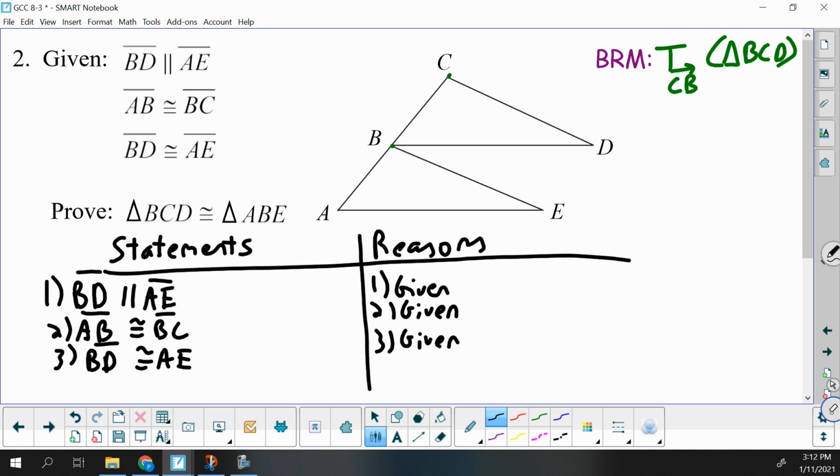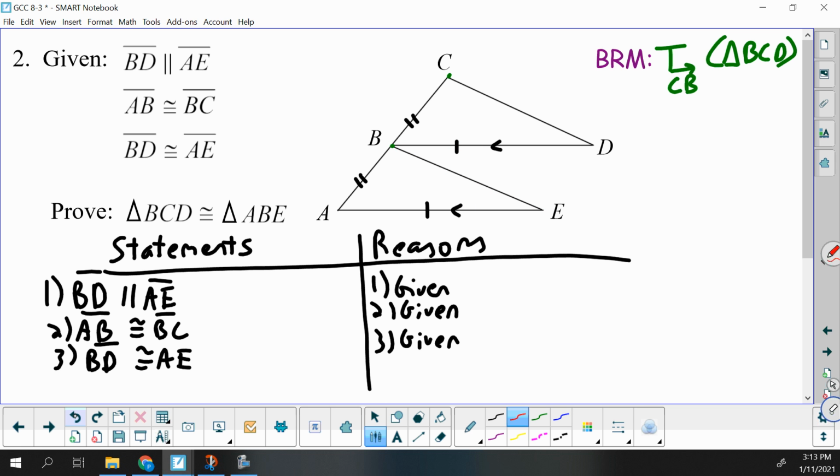So let's mark in our picture. We've got BD parallel to AE. So we'll put our arrowhead on there. BD is also congruent to AE, so we can put our mark for congruence. And we've got AB and BC are congruent. Well, with our parallel lines, if we did the zigzag, one of those angles is not in the triangle. So that might not help us in this case.